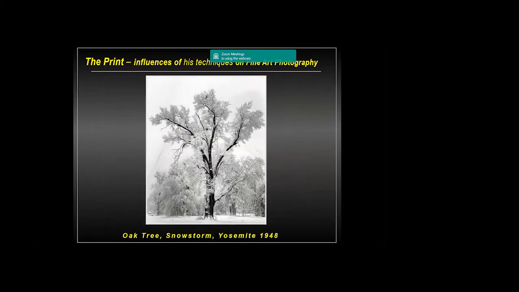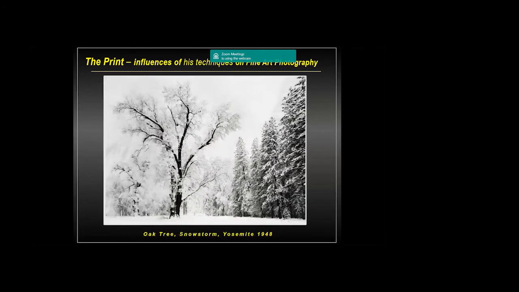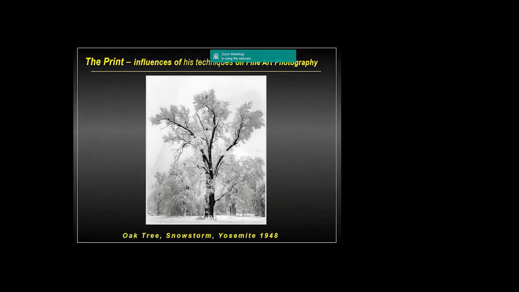He has two versions of this tree. One is this one, and the other one is took an image, a negative with more of the trees that are on the right-hand side. And when I went into the Ansel Adams Gallery in Yosemite about 6 years ago, they had both prints. And actually, I like this print much better than just the tree by itself.